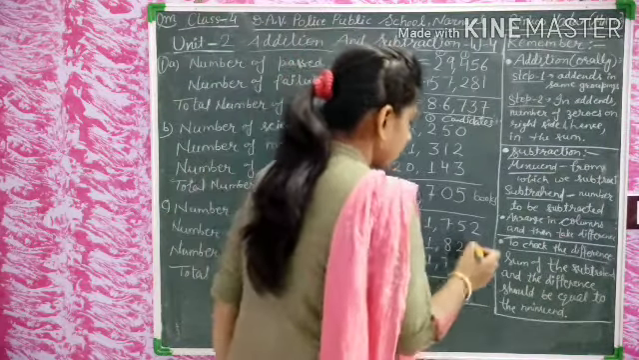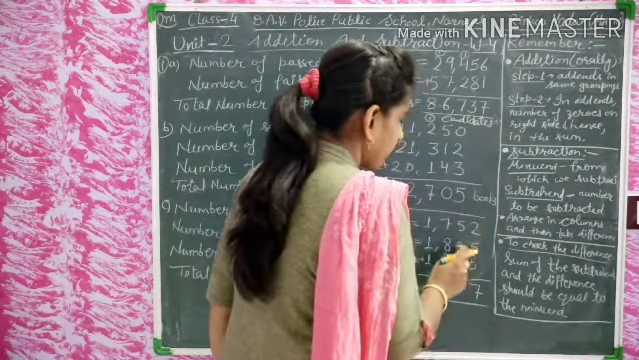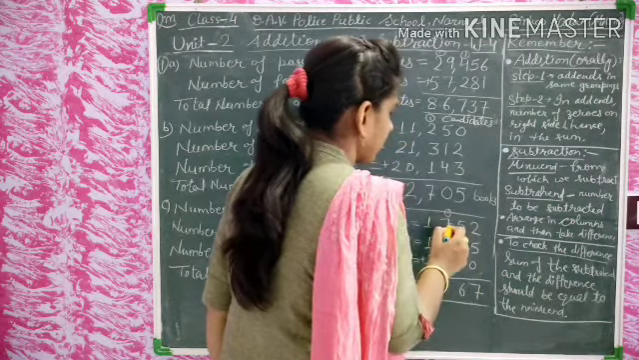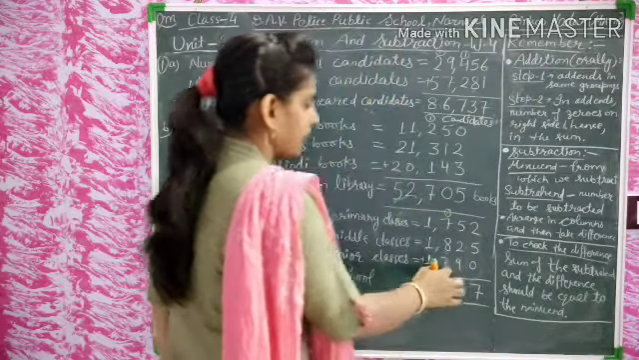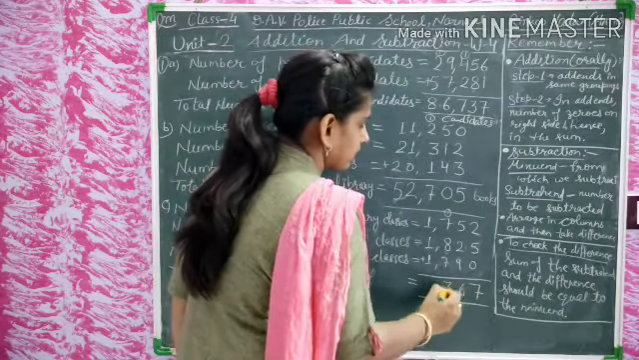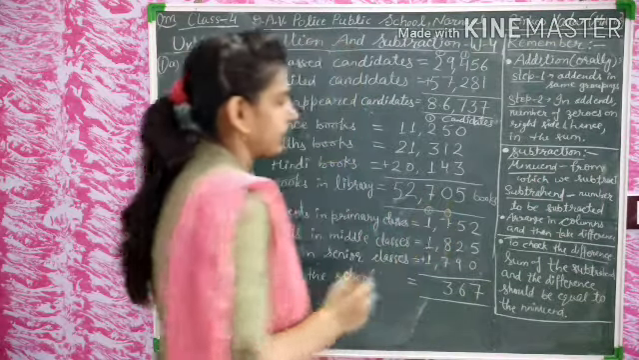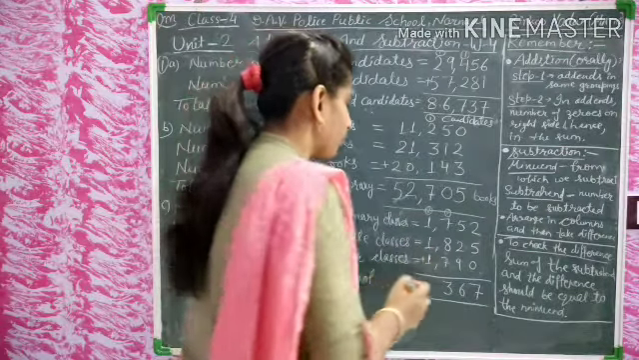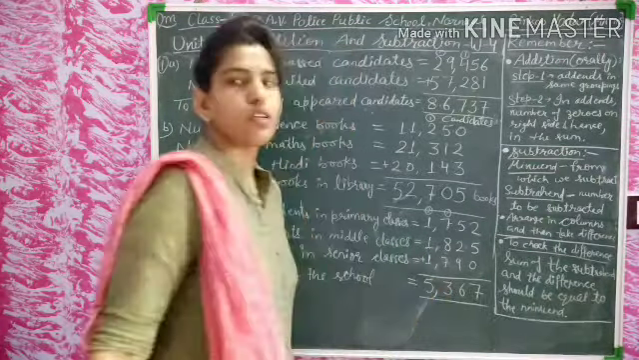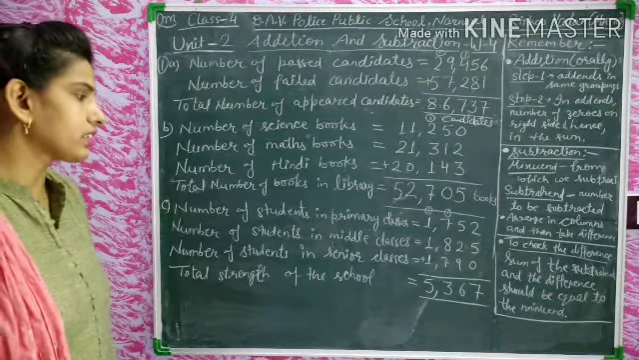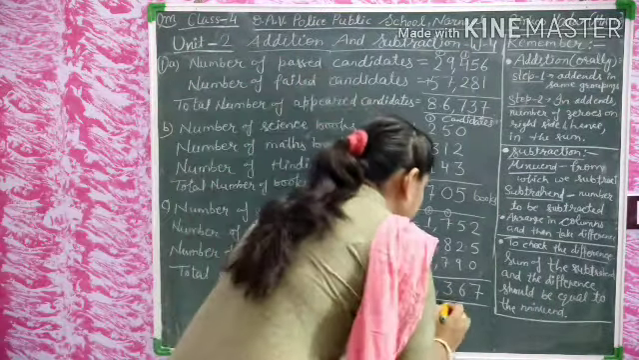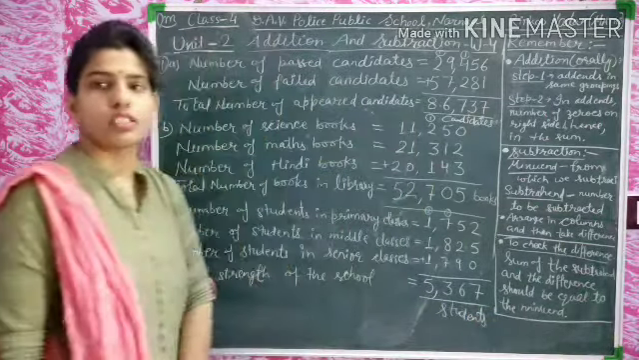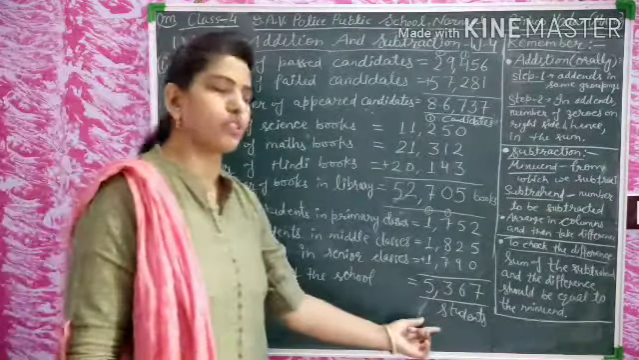So, clear it. 2 plus 5 equals 7. 5 plus 2 is 7, 7 plus 9 is 16. There is 6 here and 1 carried. 7 plus 1 is 8, 8 plus 8 is 16, and 16 plus 7 is 23, and carrying 2 to the thousands place digit. 2 plus 1 is 3, 3 plus 1 is 4, 4 plus 1 is 5. That is 5,367 students. This is the total number of students in the school.